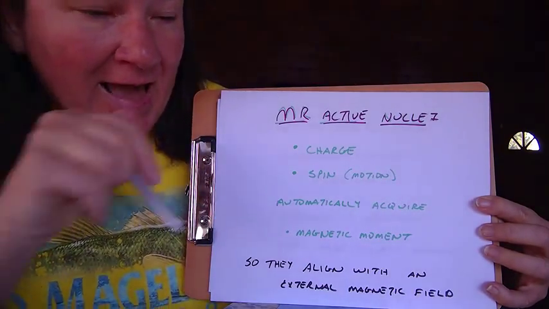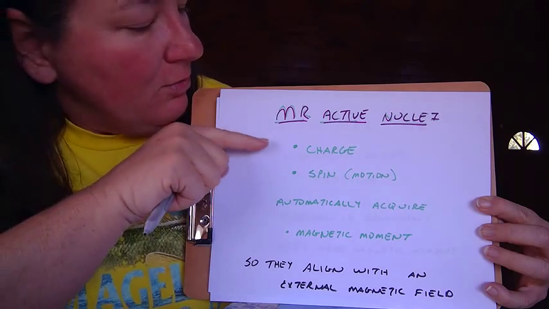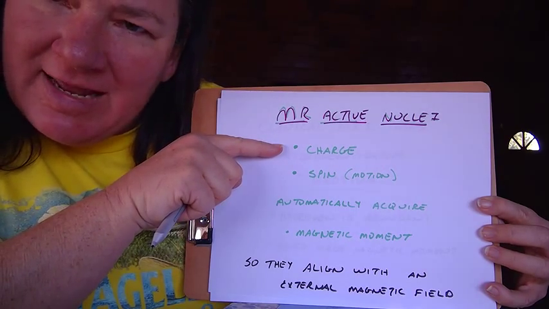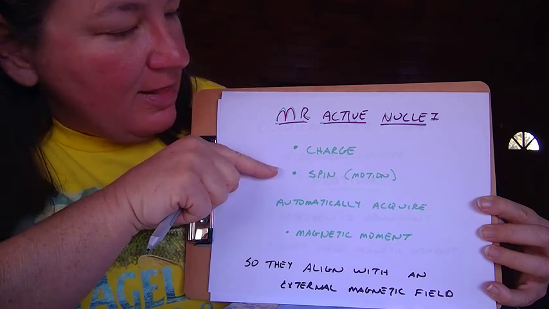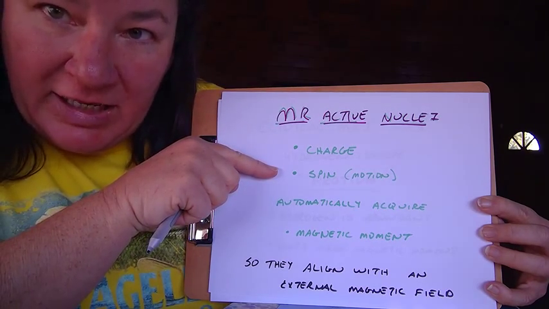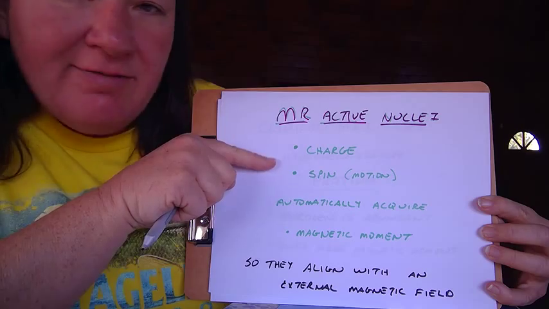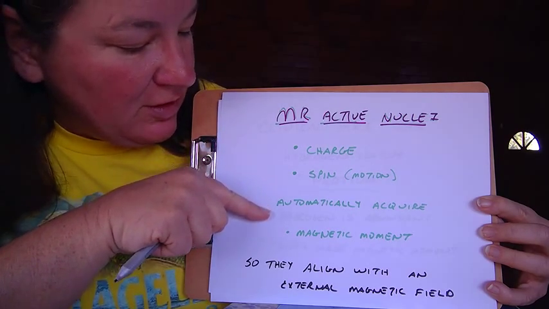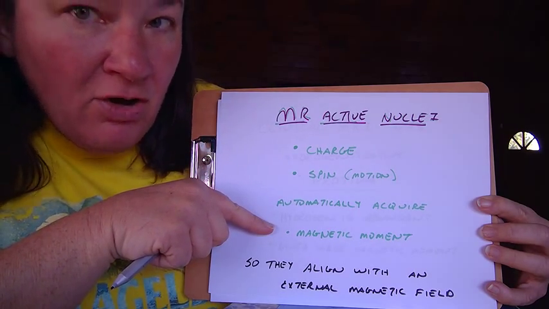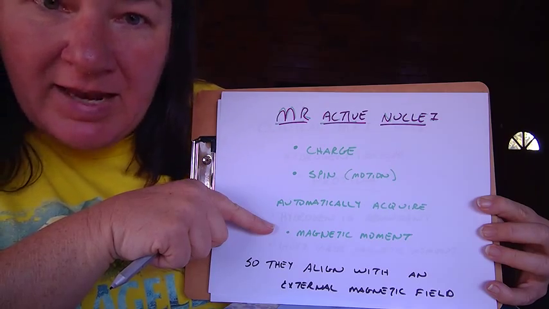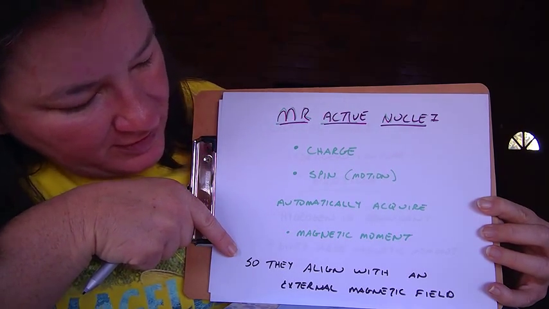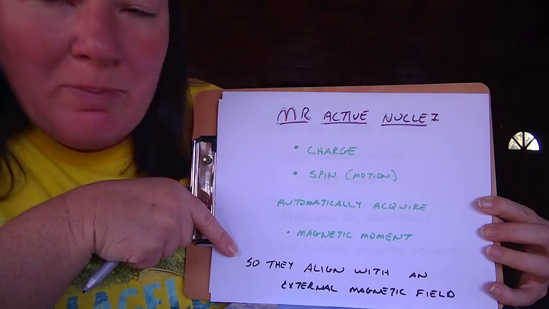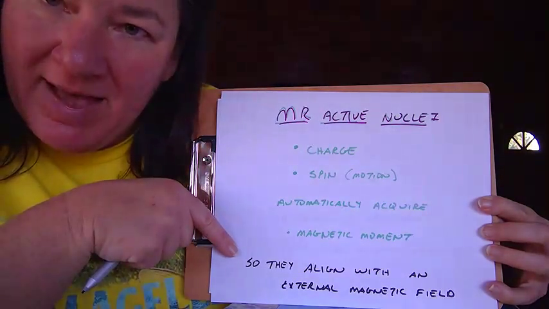Remember MRI active nuclei? We know they have a charge. We've already said that because the protons and electrons aren't the same. They have a spin. Remember angular momentum? So they have two of the three, which means the third, magnetic moment or magnetism, is automatically induced, which means they align with the external magnetic field, just like a magnet.